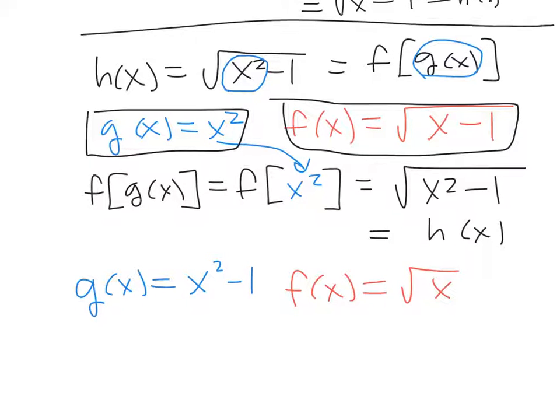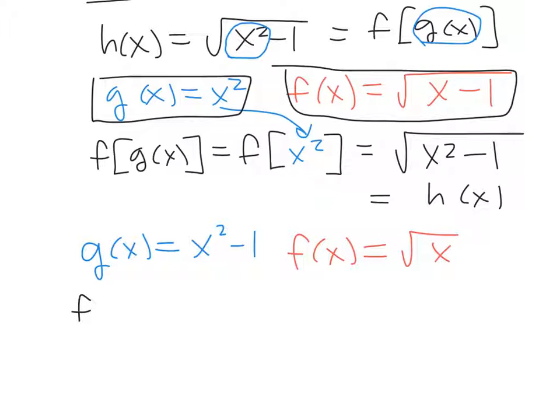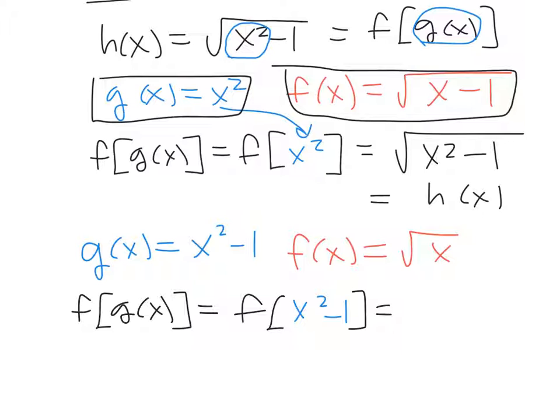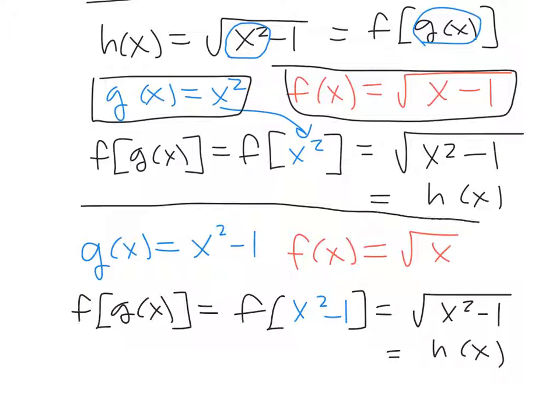So let's test that out. Let's see if we take f of g of x. So we have f of, plugging in what g of x is equal to, x squared minus 1. Well, f of x is square root of x, so replacing that x with x squared minus 1, we get square root of x squared minus 1, which is equal to h of x. So there isn't necessarily a unique solution when we're looking for two functions whose composition equals another function.